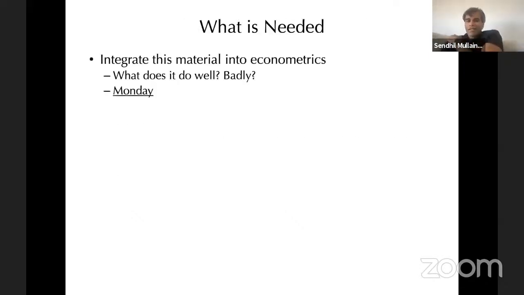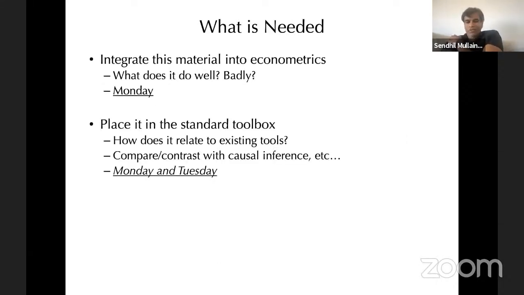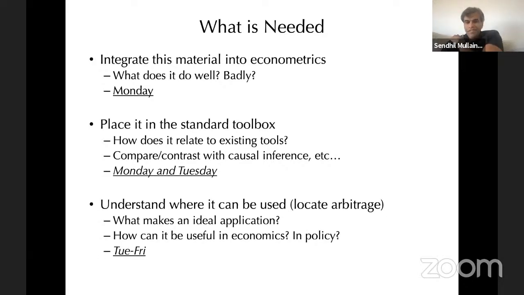So what's needed? What we need is to integrate this material into econometrics. We'll do some of that today, and we'll answer the question, where does it do well? Where does it do badly? We need to place it in the standard toolbox. We'll do that in a bunch of the lectures today and tomorrow, integrate it with causal inference and other things. There's a lot of interesting econometrics you'll learn. And we need to understand where it can be used. So if I go back to the arbitrage argument, understand what makes a good arbitrage and what makes a bad arbitrage. What is a good application of machine learning in economics and public policy? That's what we'll do starting at the end of Tuesday through Friday.